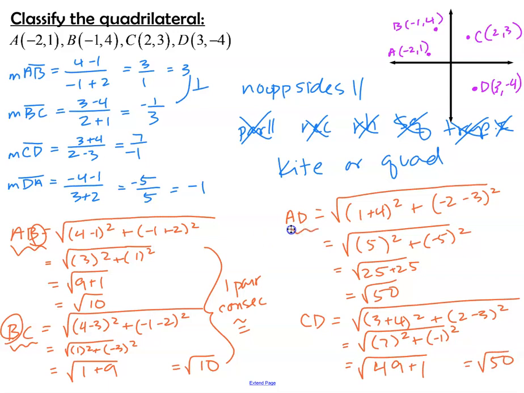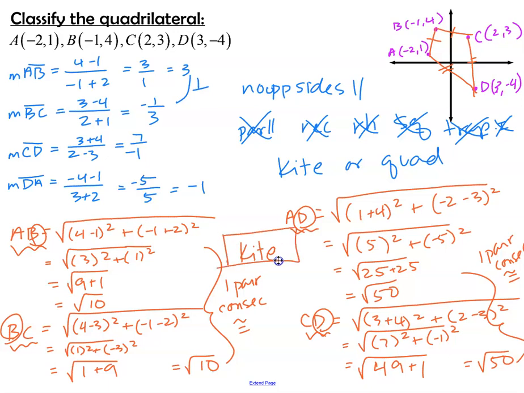So since AD and CD are consecutive, we have another pair of consecutive congruent sides. Because we have two pairs of consecutive congruent sides, on our diagram that means that AB and BC are congruent to each other, and then AD and CD are congruent to each other. So by definition, quadrilateral ABCD is a kite. And that is our final answer.